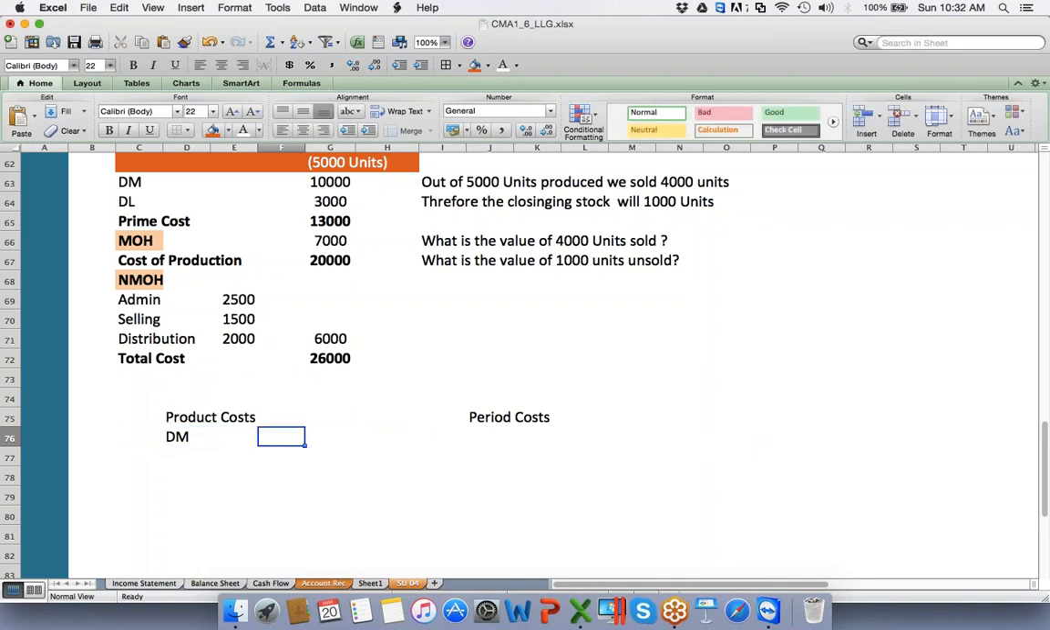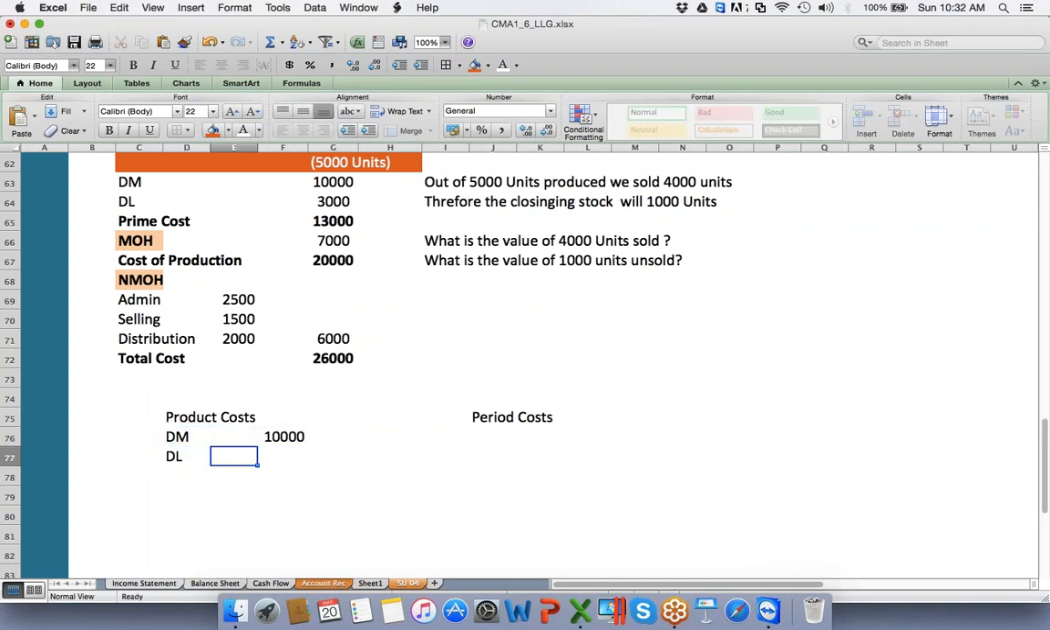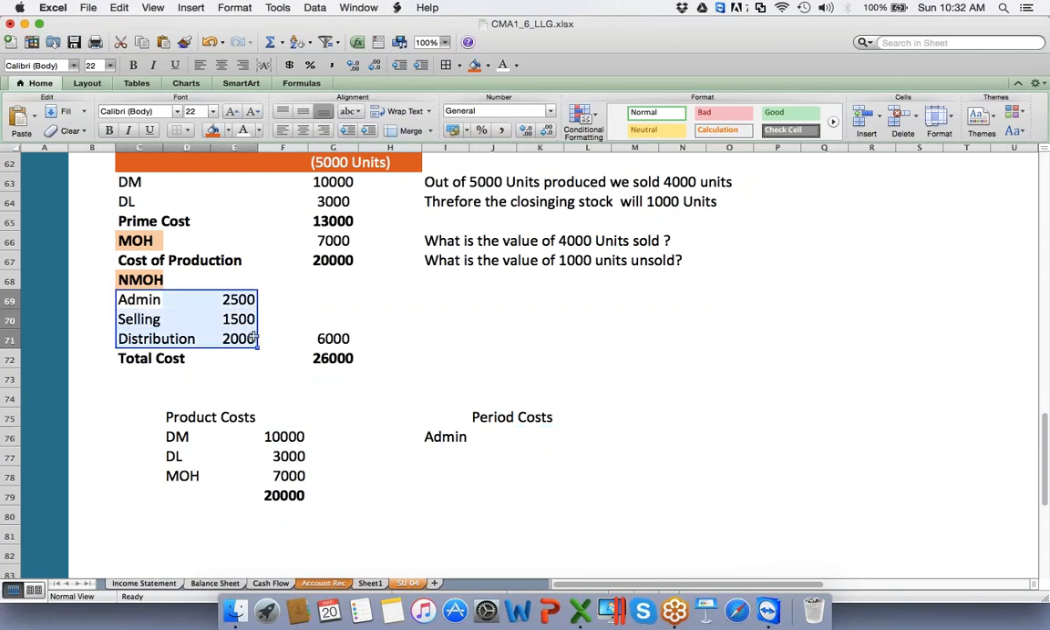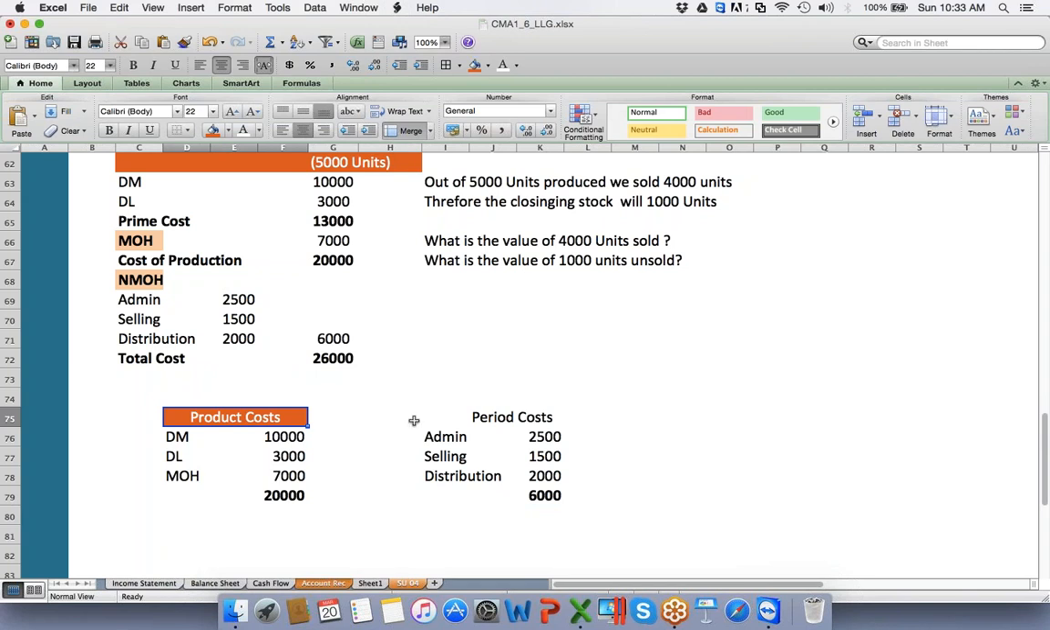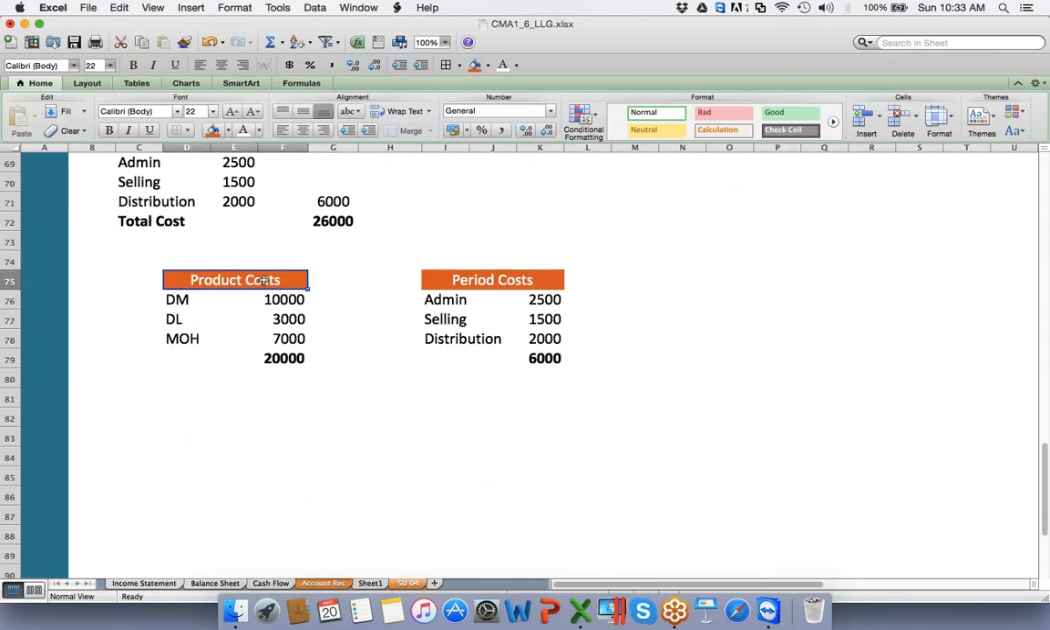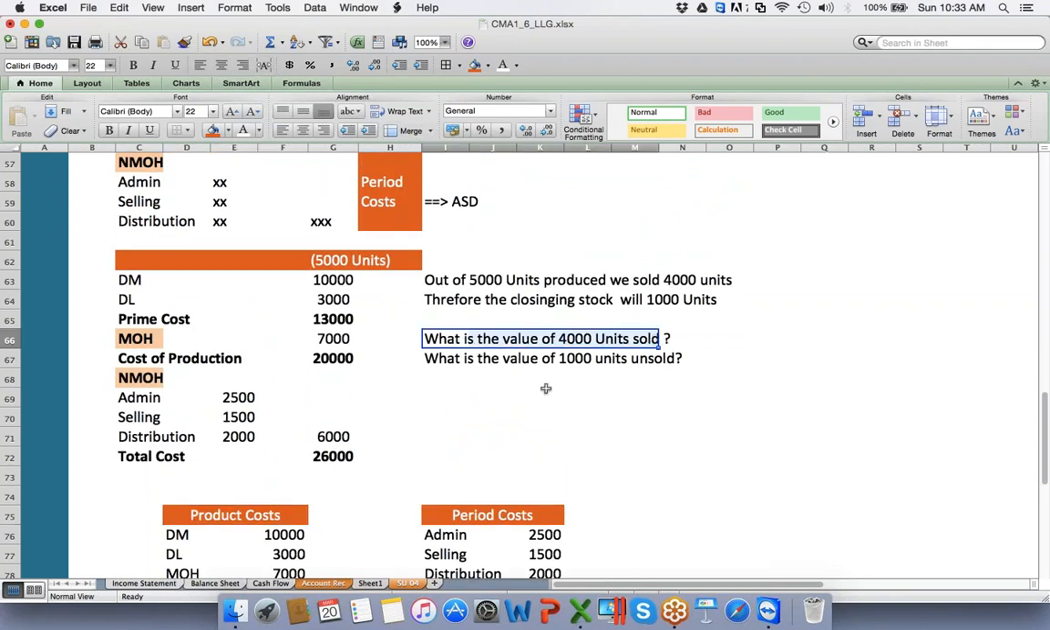Product cost: DM, yes, 10,000. DL, yes, 3,000. Manufacturing overhead, yes, of course, 7,000. So I spent a product cost of 20,000. Period cost: admin, selling and distribution overheads, total of $6,000. The important point about product cost and period cost is that product cost says you go and check whether the goods are sold or not. Goods are sold, but only 4,000 units.